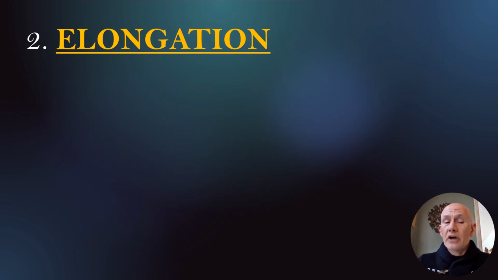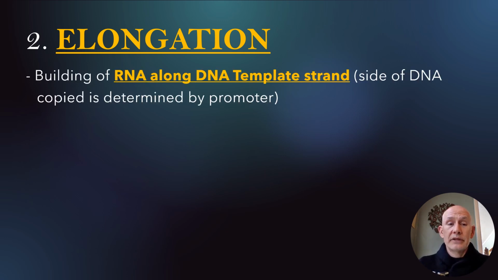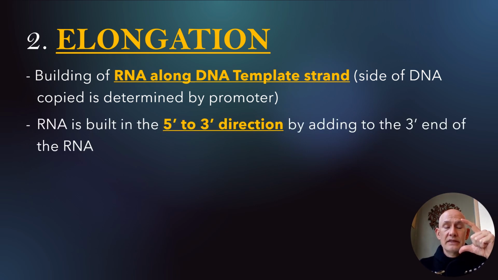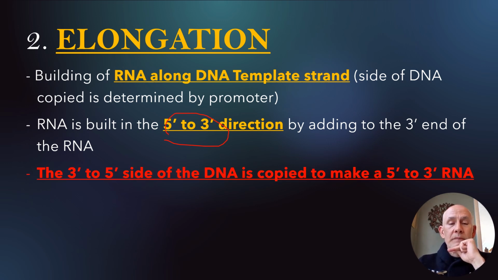So moving on to how the RNA is actually built. The RNA polymerase goes along the DNA, separates the strands, and then is reading the DNA 3' to 5', building the RNA 5' to 3'. And it is built complementary to the DNA.